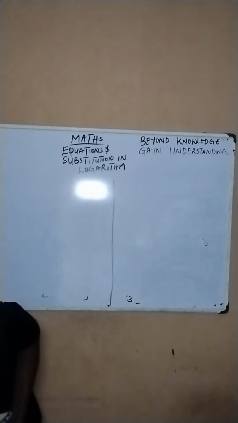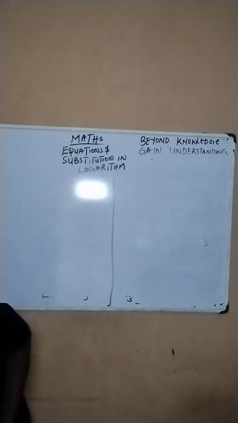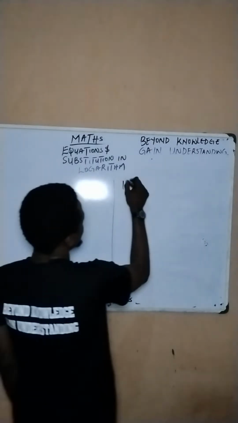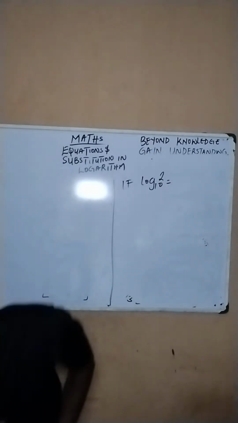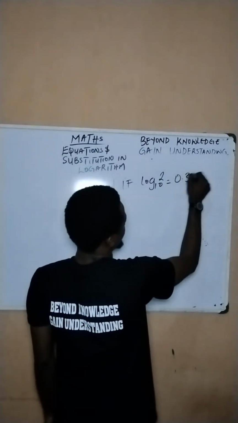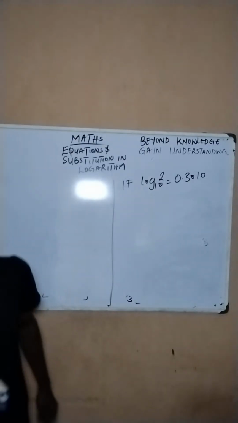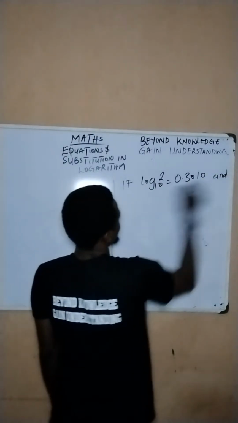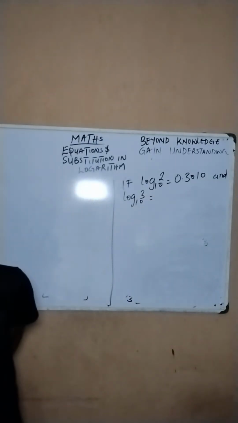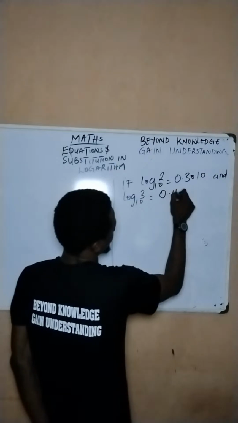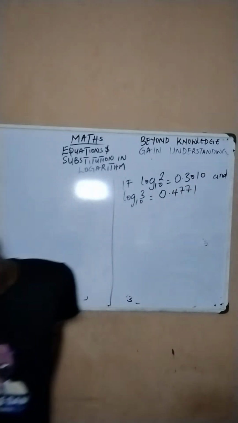Okay, I think I have one. One more question under substitution in logarithm. Let's do that. So if log 2 base 10 is equals to 0.3010, and log 3 base 10 is equals to 0.4771.